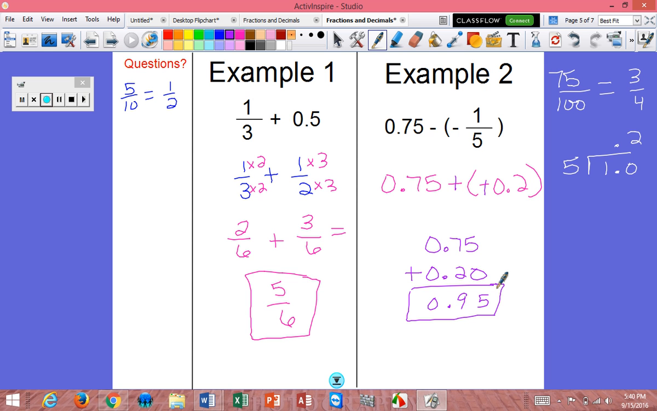Now be careful with these, especially if it's multiple choice. On example 2, I chose to convert my fraction to a decimal, but you may have your answer choices as fractions, and if that were to happen, make sure that you know how to change your answer into a fraction.